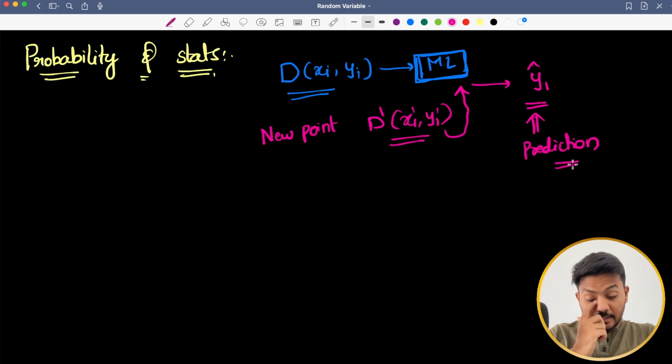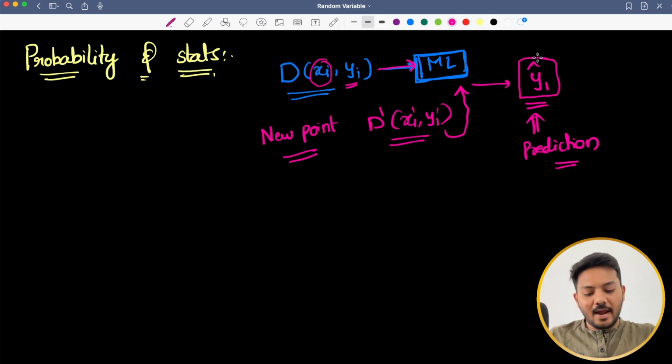So let me rephrase it again. I have my data set xi and yi, and then I trained a machine learning model on top of it. Once the model is trained, given a new point xi dash and yi dash, it will predict my yi hat. And accurately speaking, this yi hat should be close to what yi is. And it can be any type of machine learning algorithm, which could be classification, multi-class classification, or regression. Directly, the machine will not provide you yi hat.